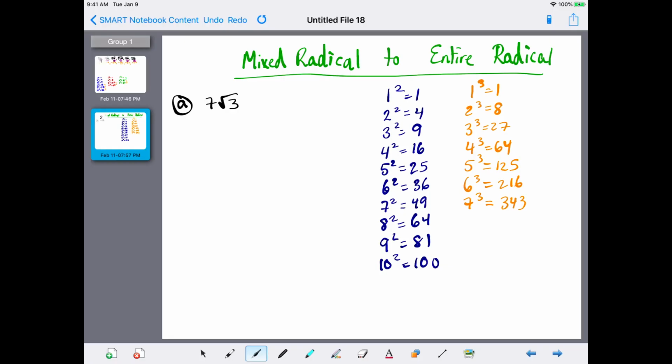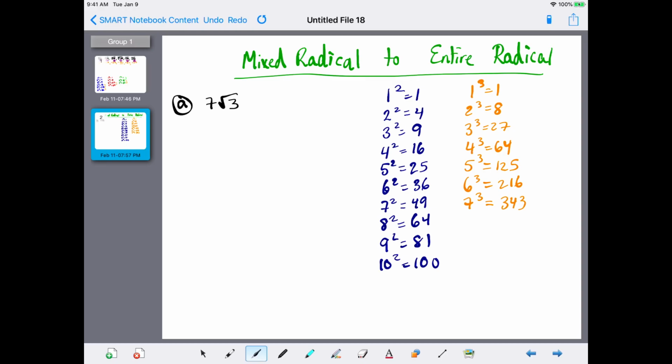In the last video, you learned how to convert an entire radical to a mixed radical. And so in this one, we're going to do the opposite, right? We're going to start with a mixed radical, and we're going to learn how to convert it into an entire radical. I feel like students find this process a little easier.